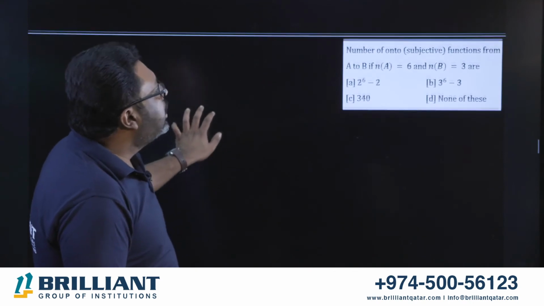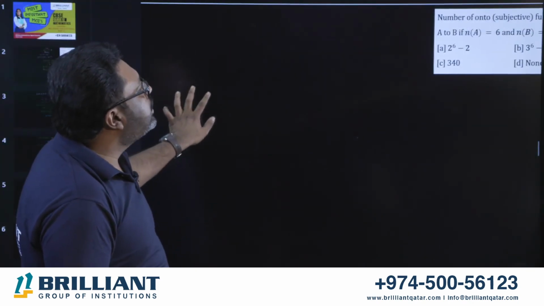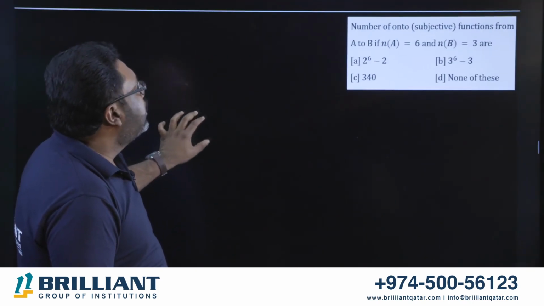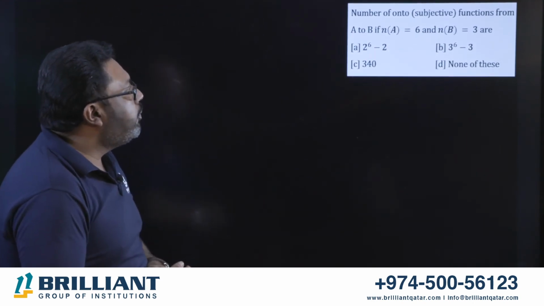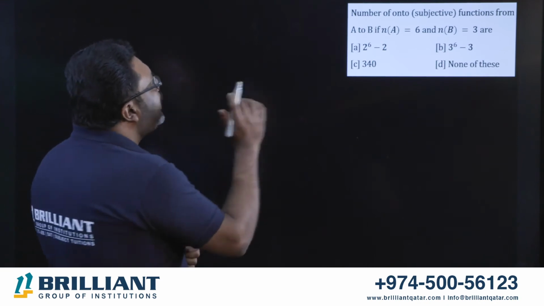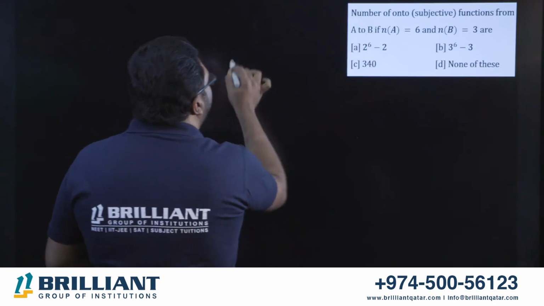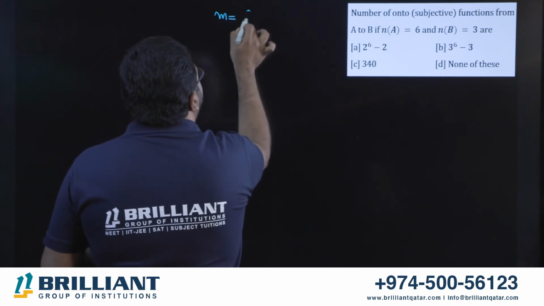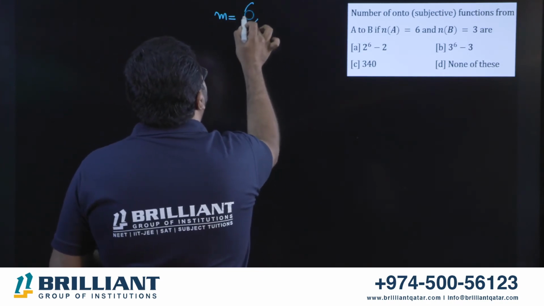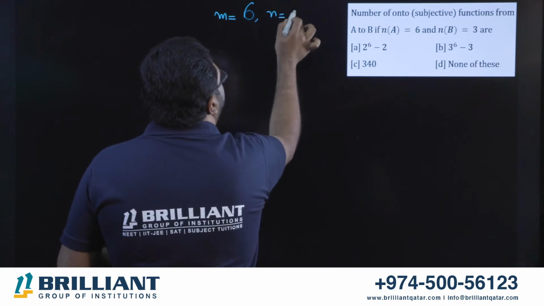Okay. The next question consists of the number of onto functions. n(A) is equal to 6, n(B) is equal to 3. So I have the number of elements in the first set equal to 6 and the number of elements in the second set equal to 3.